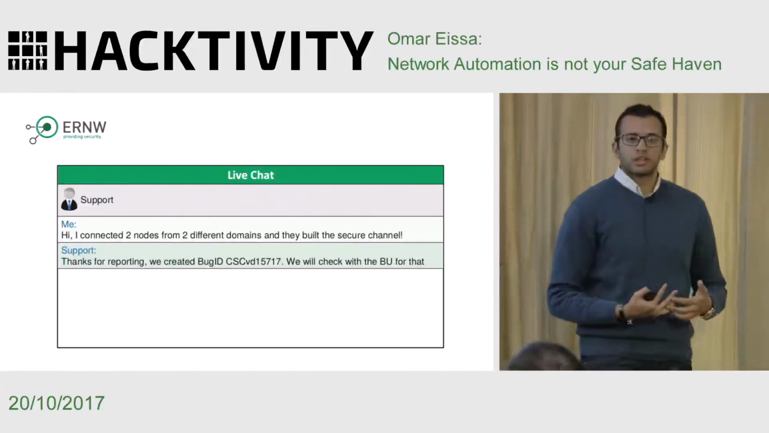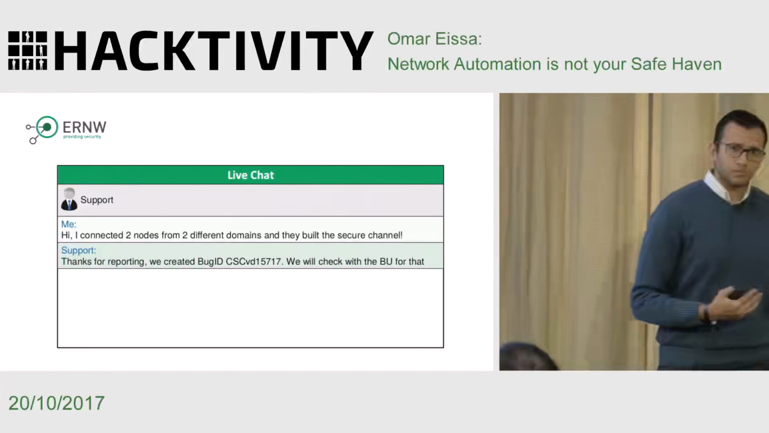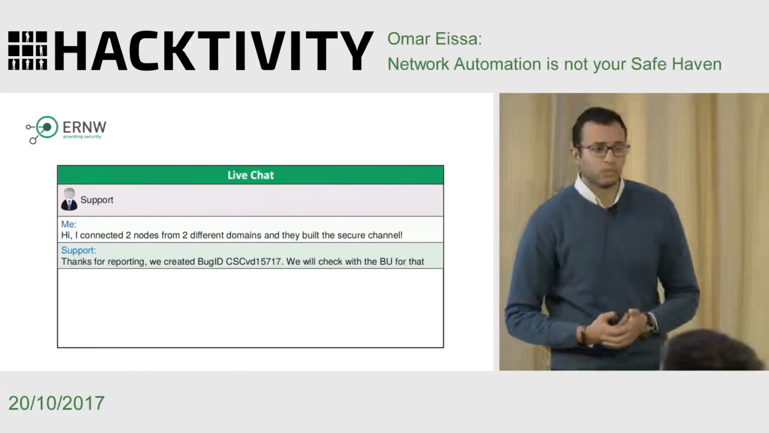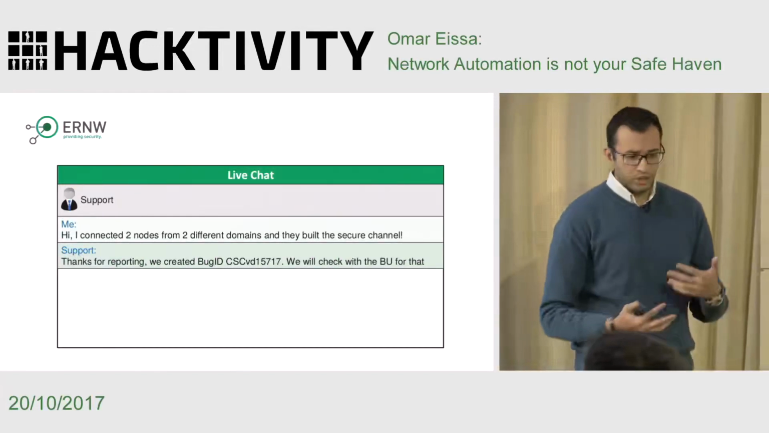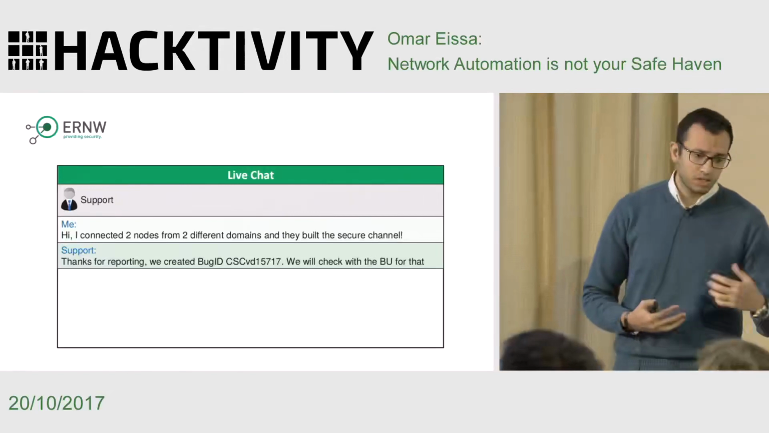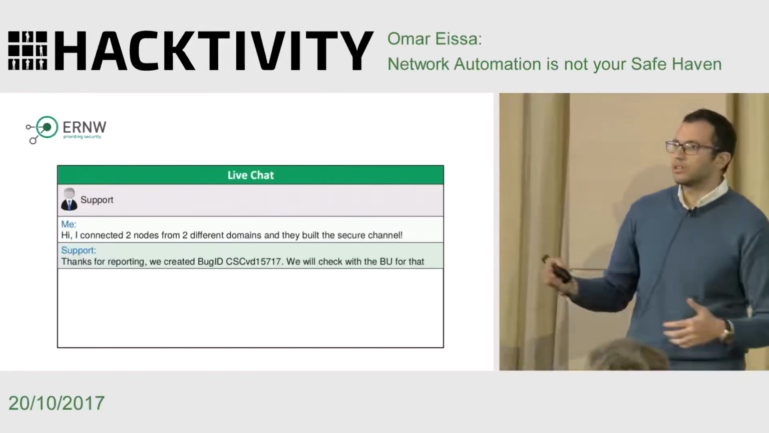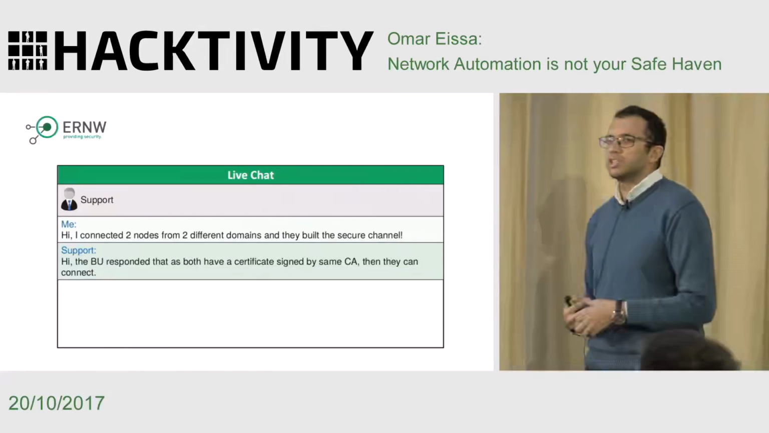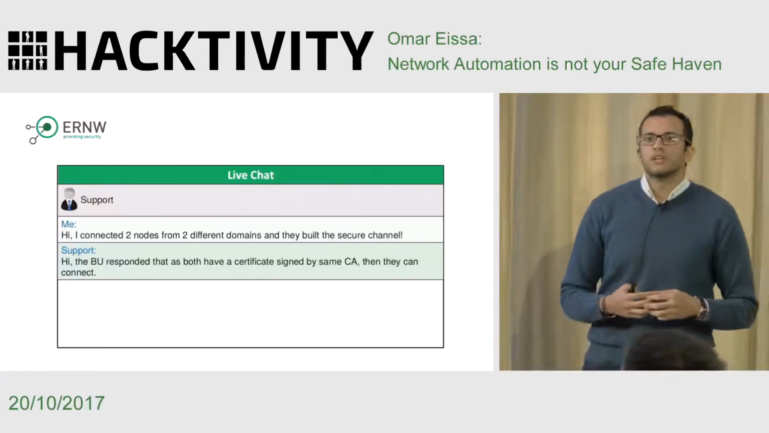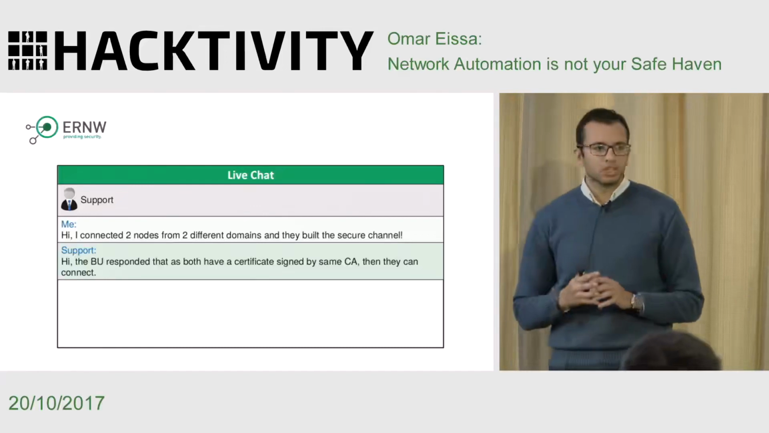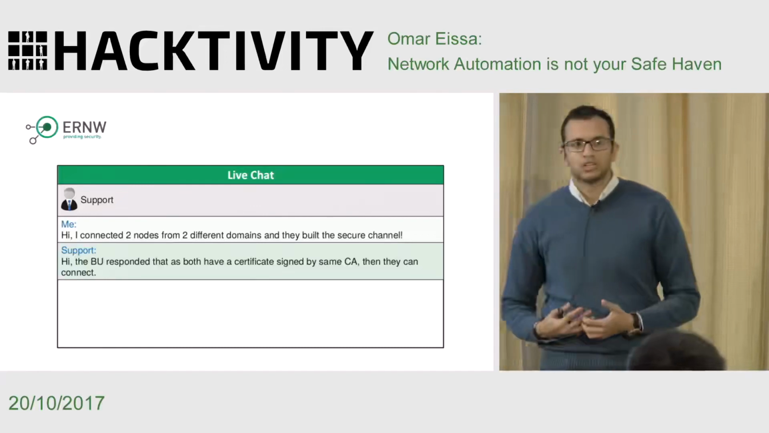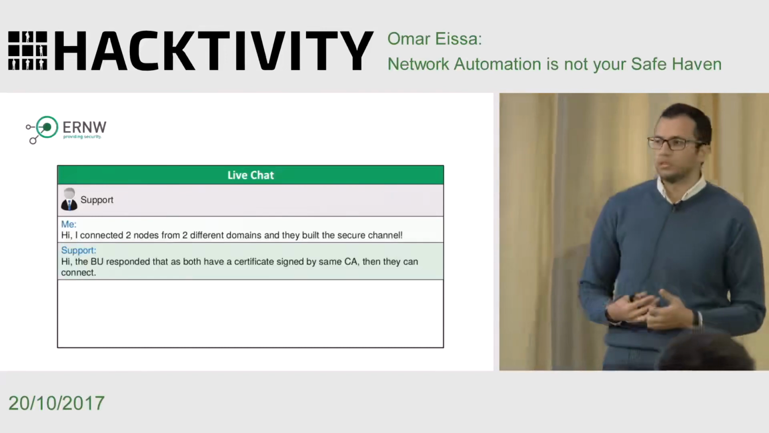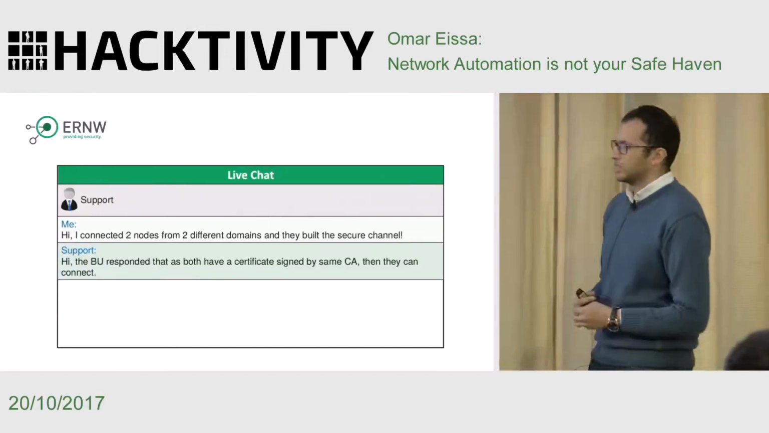Honestly, from Cisco's perspective, they were quite responsive to all the vulnerabilities that we have disclosed here. They were quite fast, even, in passing our request to the business unit. So the business unit, the designers, said, well, you know what? If their certificate was signed by the same CA, they can join. They can be in one domain, or they can communicate together.